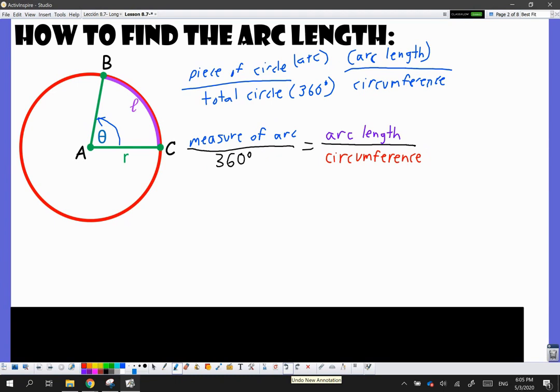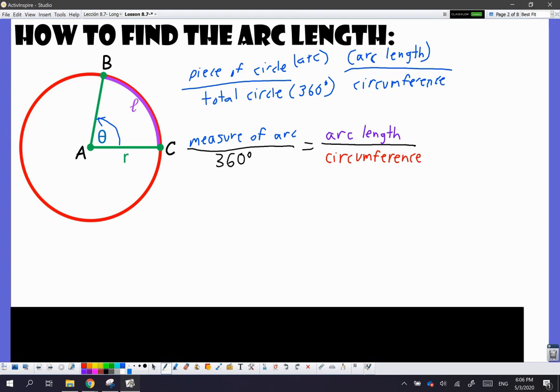And in fact, I could use this to solve for any of the pieces as long as I have the other ones. So if I want to find the measure of the arc instead, then all I need is the arc length and the circumference. If I wanted to find the arc length, then what I need is the measure of the arc and the circumference, and so on. Now, since our goal here is arc length, we can also rewrite this formula a little bit to help us solve for the arc length instead.